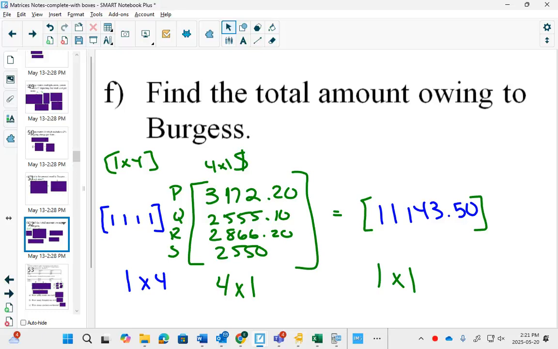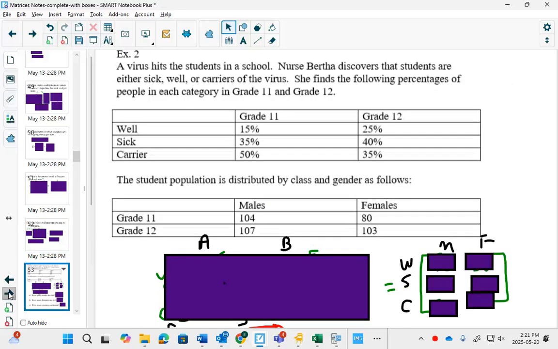Okay. So here, another word problem with a bunch of information. A virus hits the school. Nurse Bertha discovers that students are either sick, well, or carriers of the virus. She finds the following percentages of people in grade 11 and grade 12. I don't know how Nurse Bertha figured all this out, but that's amazing. She finds out that in grade 11, only 15% are well, 35% are sick, but 50% are carrying the disease, just waiting to spread it.